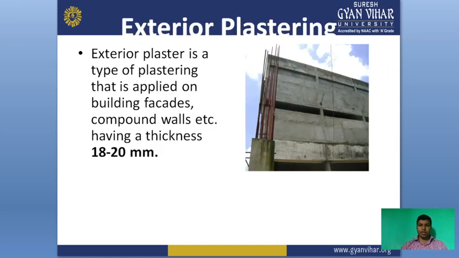This diagram shows the exterior plaster that is used in our projects like apartments or any buildings. Exterior plaster is a type of plastering that is applied on the building facade, compound wall, etc. It has a thickness of 18 to 20 mm. It means exterior plaster is used on the outside surface of any building, and the thickness should be 18 to 20 mm.